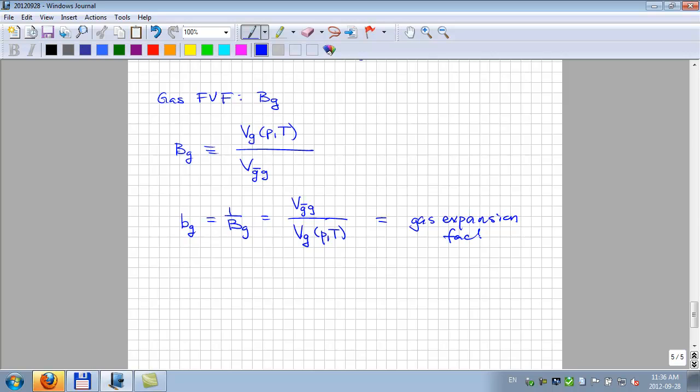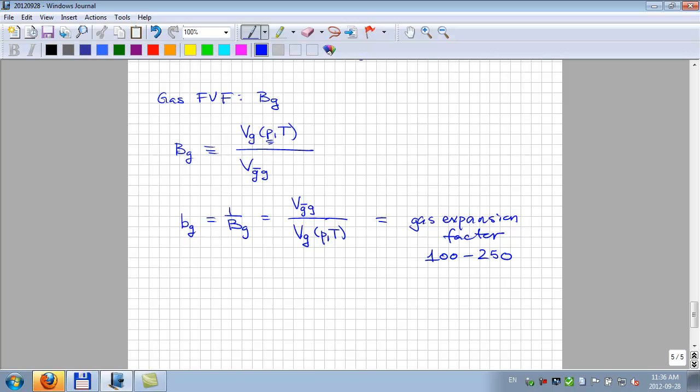factor. It's typically between 100 and 250. Okay, that's how much gas expands from typical reservoir conditions to surface conditions. Is it constant? No. It's definitely a function of pressure. Very much so a function of this pressure. It will change over time if the pressure changes over time.